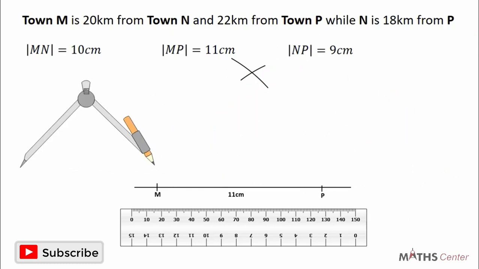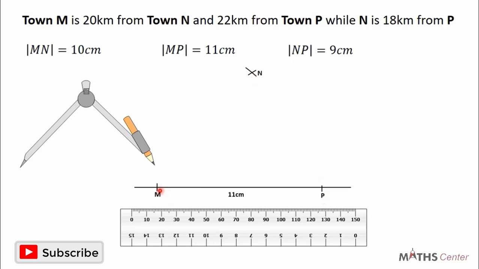I'm going to clean this part of the arc and clean this part also. We can see that the two arcs intersect at this point. The point of intersection of the two arcs will give us point N. So we have point N here. We now have the point M, the point P, and the point N.